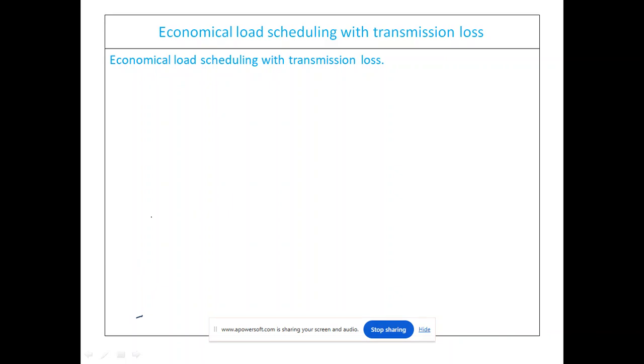Now we will write a constraint function. The generation should meet the load demand. The generation should meet the load plus the transmission loss. So you can write both.